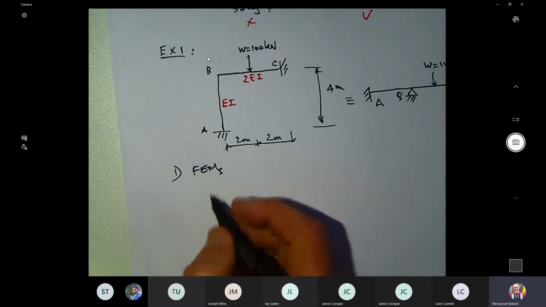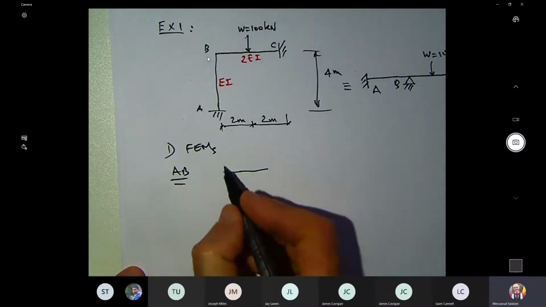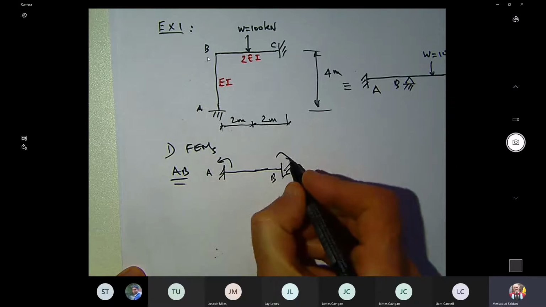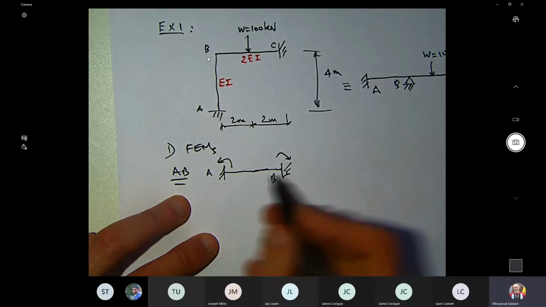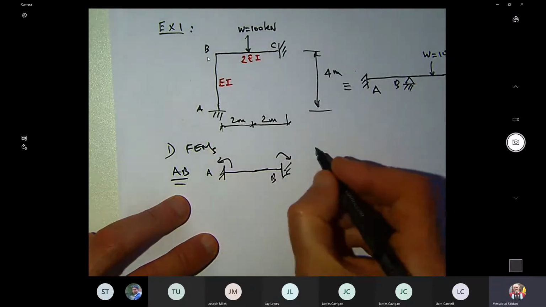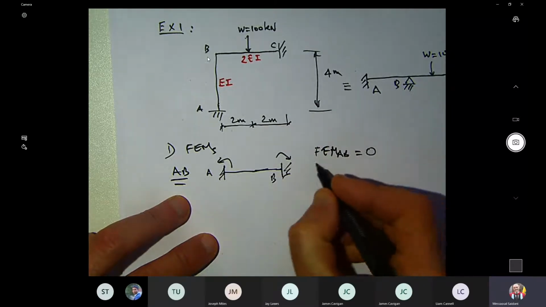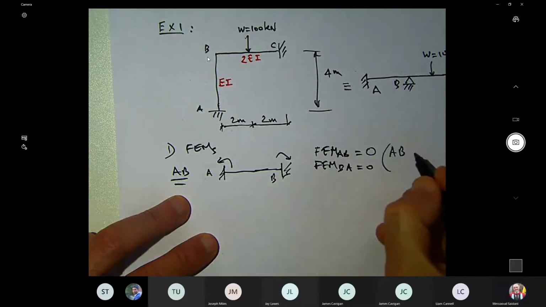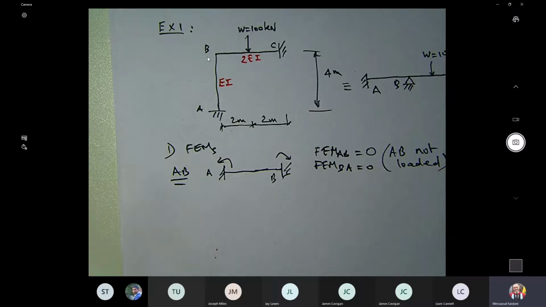So fixed end moments for AB. Okay, for AB we have got this. And these are the fixed moments. So what can we say about the fixed moments? What do you think at A and B? Yeah, there is no loading. So AB is not loaded. So FEM AB is equal to 0, and FEM BA is equal to 0. Okay? AB not loaded. There is no loading on AB, so therefore the fixed moments are 0.